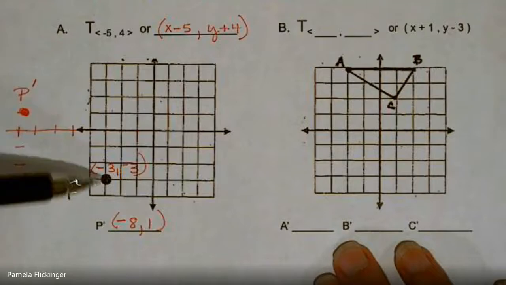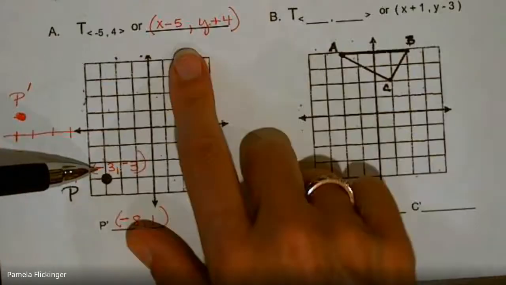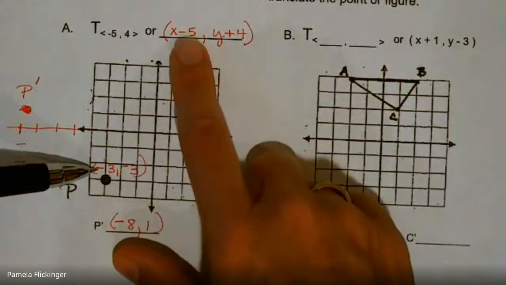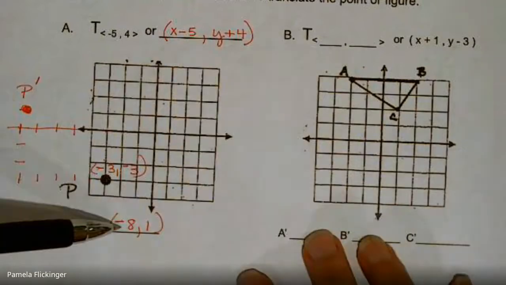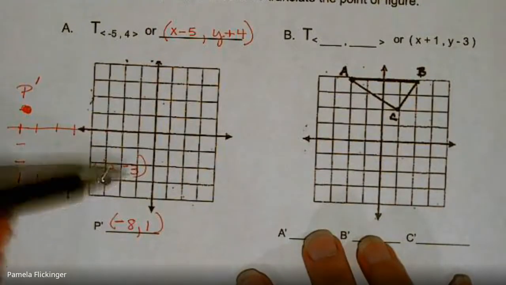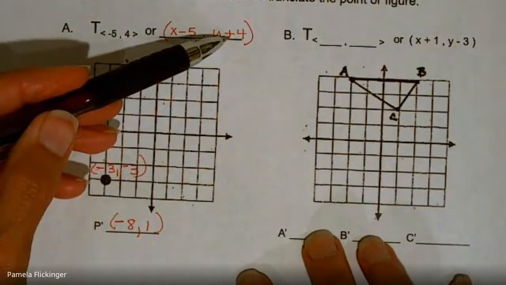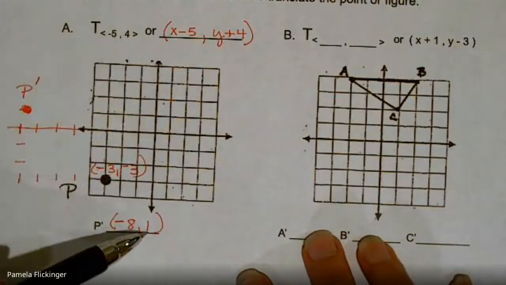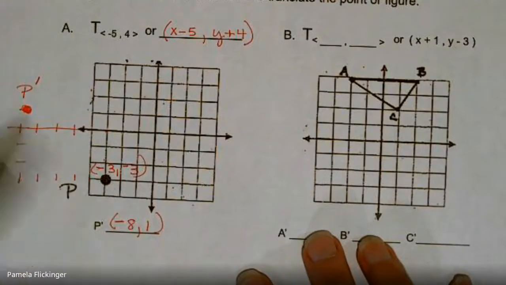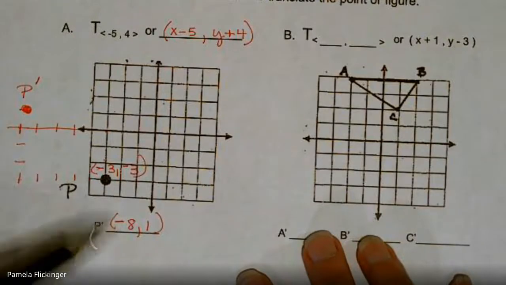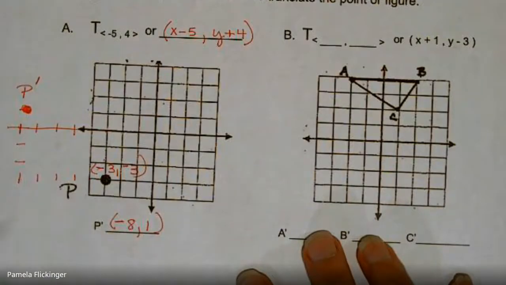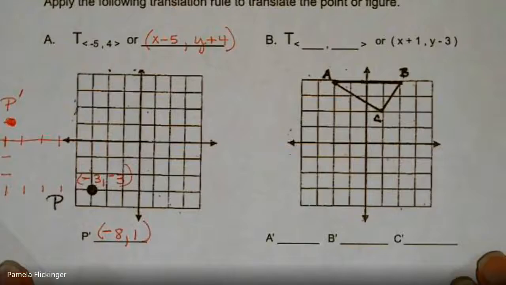Notice the math you can do. You can take -3 minus 5, and it puts us at -8. We can take the y coordinate -3 and add 4 to it, and that puts us at +1. So we can count and move and then identify, or we can figure out what it should be and then move it. Okay. All right, let's look at part B.